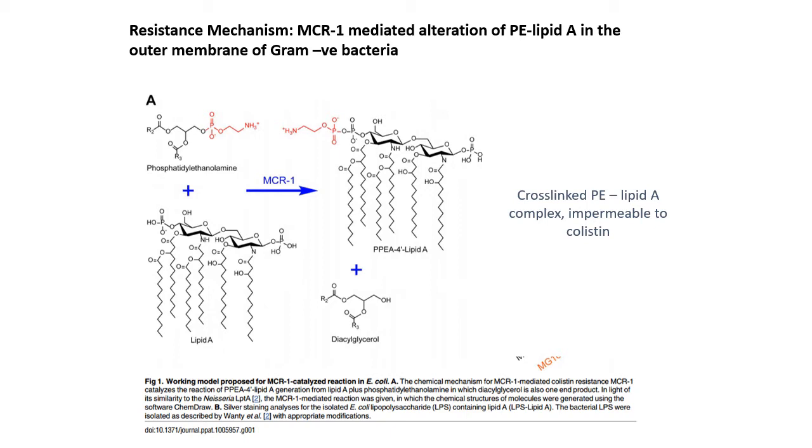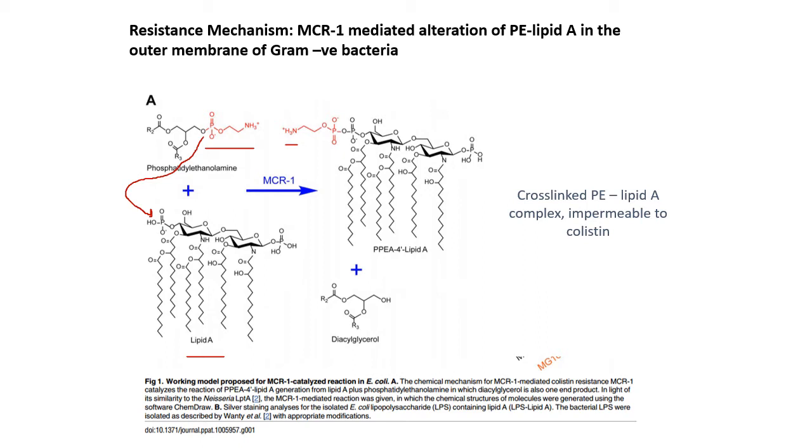So the mechanism of resistance is interesting. It's believed that it's due to the addition of a phosphoethanolamine moiety in red that you see here onto lipid A. Lipid A is a component of the outer membrane of gram-negative bacteria, which you see here, and by interaction of this phosphate with terminal phosphate on lipid A here, we form this new double phosphorylated lipid A with its further amine on here, which makes the membrane impermeable to colistin. So obviously this is a highly advantageous adaptation of bacteria, hence the MCR-1 gene is positively selected for in bacteria which are exposed to colistin.